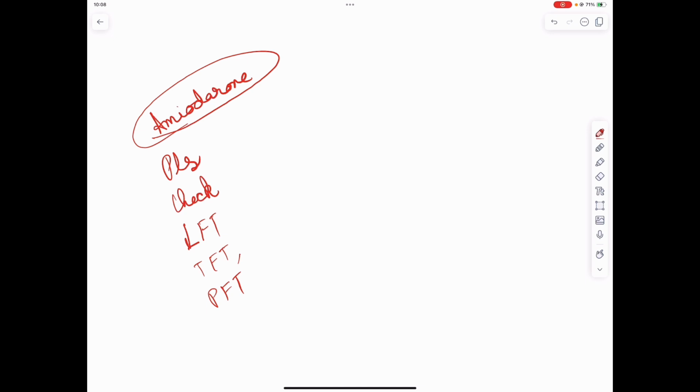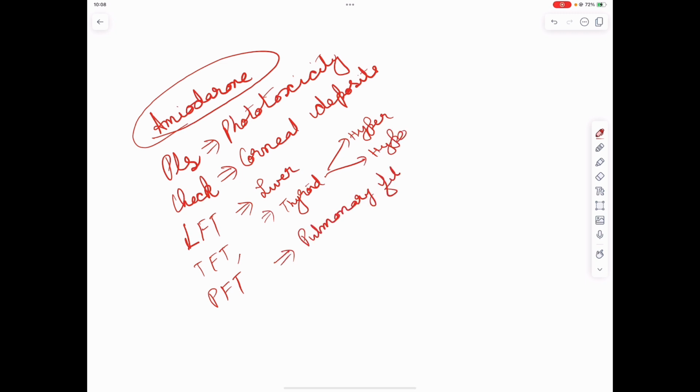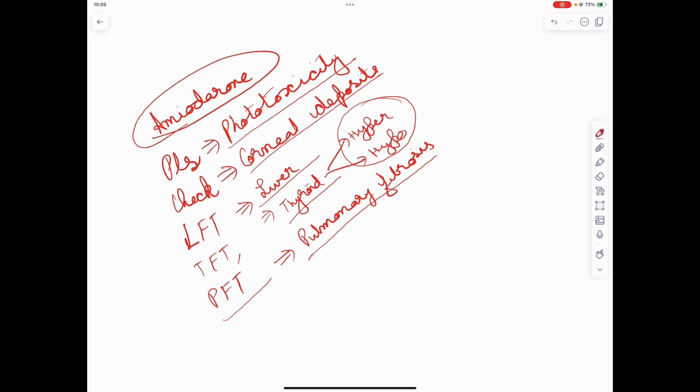So how can you remember what this is for? Amiodarone can cause phototoxicity. So remember that in amiodarone we check LFT, TFT, and PFT. In this, there is phototoxicity, there are corneal deposits, and liver function is affected. In the thyroid it can cause both hyper and hypothyroidism, and in case of pulmonary function test you can get pulmonary fibrosis. Amiodarone can also cause pulmonary fibrosis.